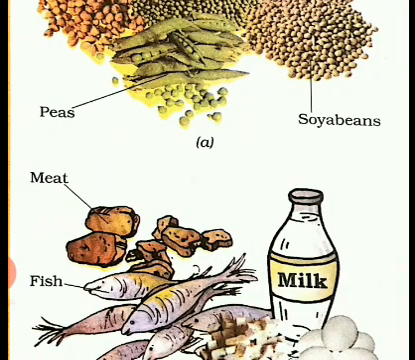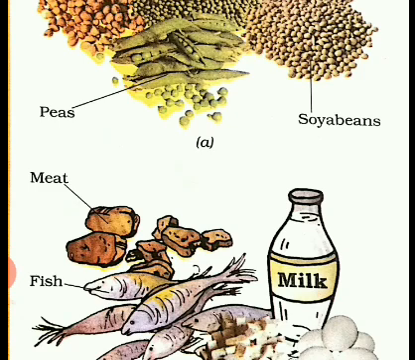Now here you can see the sources of proteins. Here also plant sources and animal sources are there. The plant sources means the pulses, that means various dal, moong dal, grams, peas, soya beans, all these seeds give us protein to our body.